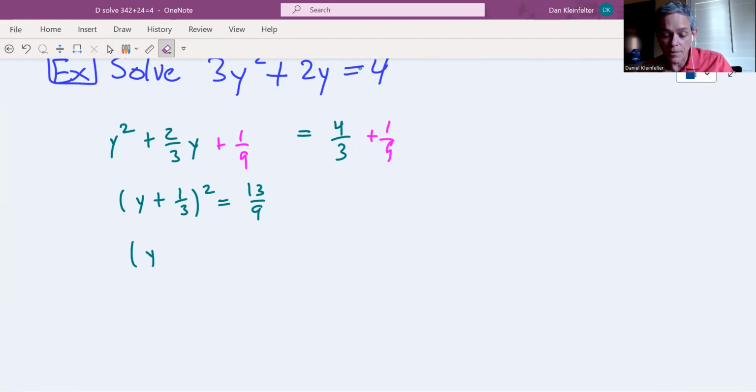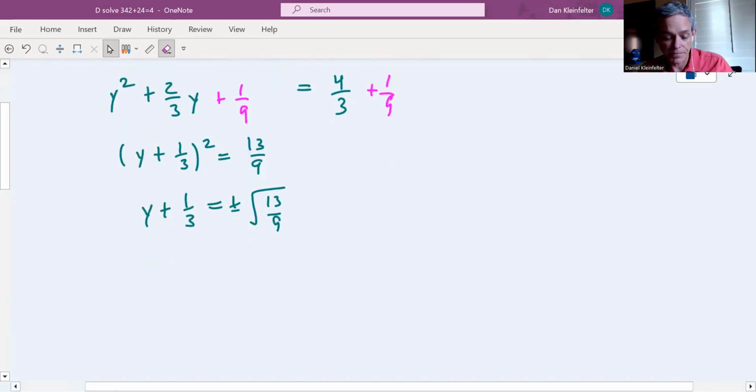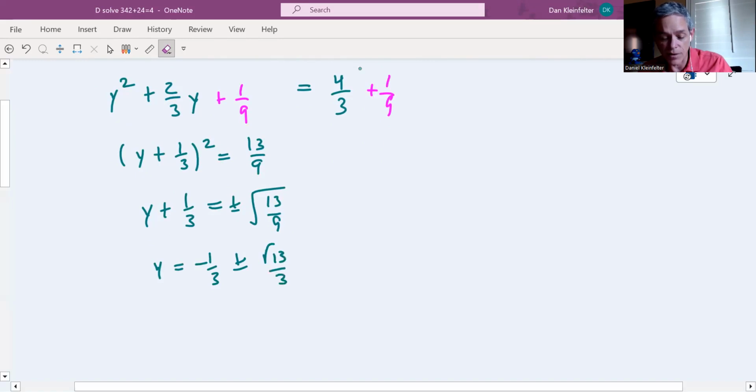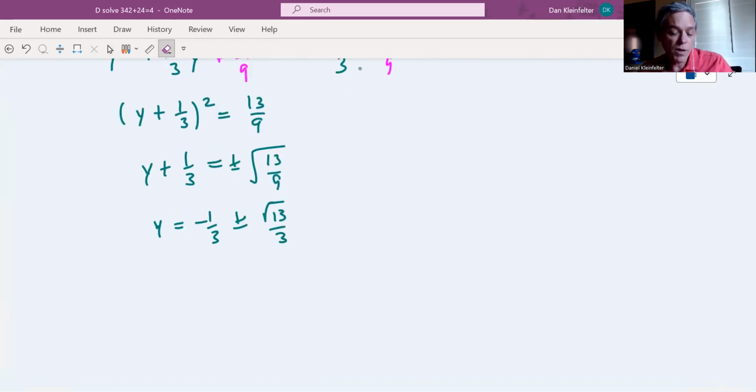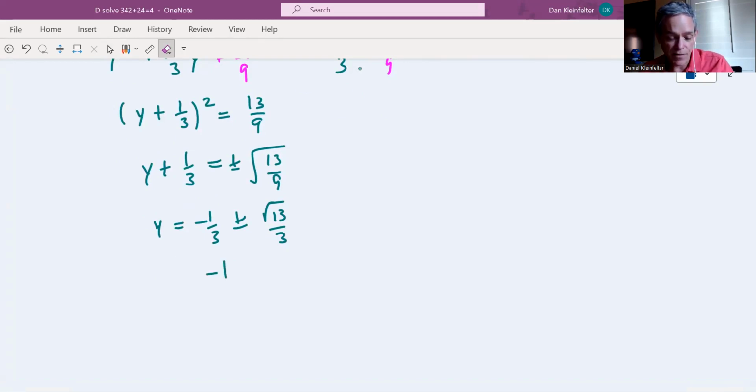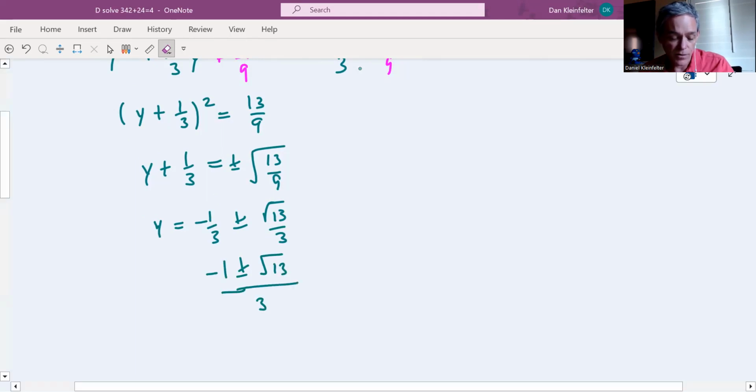y plus 1/3 equals plus or minus the square root of 13 over 9. And so y will equal negative 1/3 plus or minus root 13 over 3. If you want, you can write that as a single fraction. Make that negative 1 plus or minus the square root of 13, all over 3.